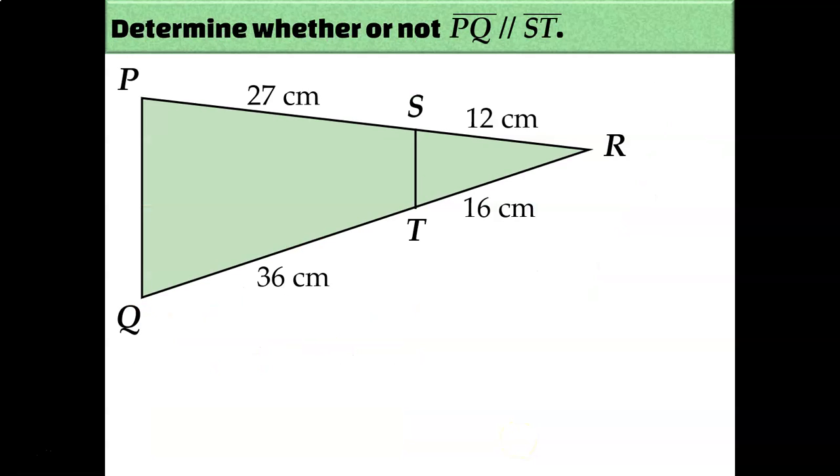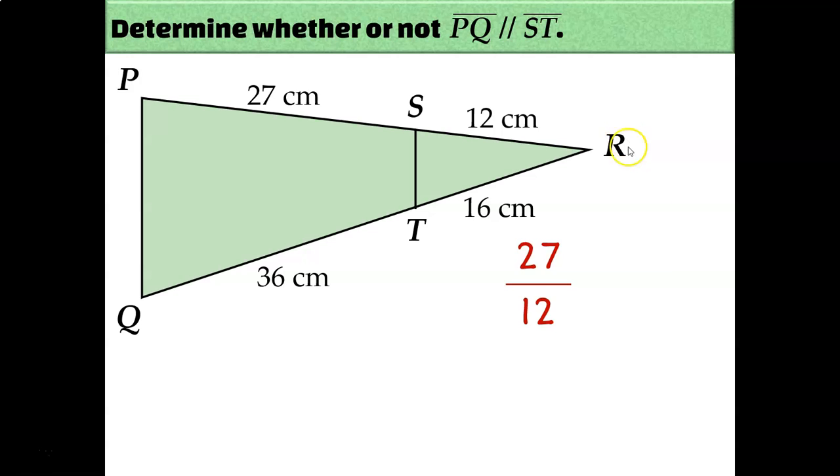For our next problem, we're going to want to use the Triangle Proportionality Converse, because this time we know the way that these two sides have been divided. We know all four of the lengths. What we don't know is whether PQ is parallel to ST or not. In order to show that ST is parallel to PQ, we must show that side PR and side QR were divided proportionally by ST. So let's set up our ratio of 27 over 12.